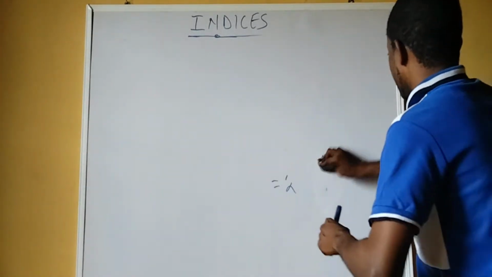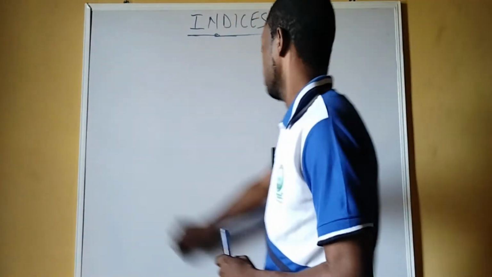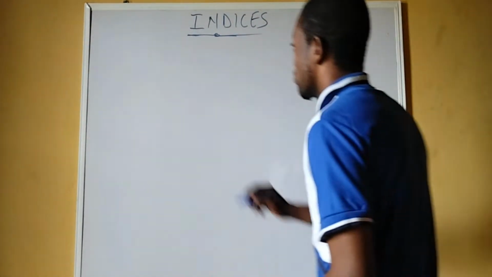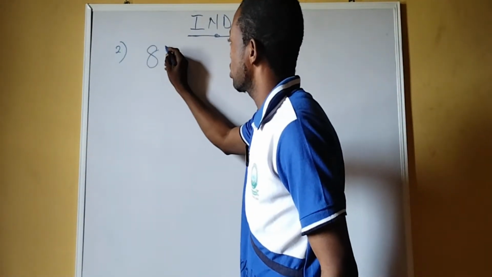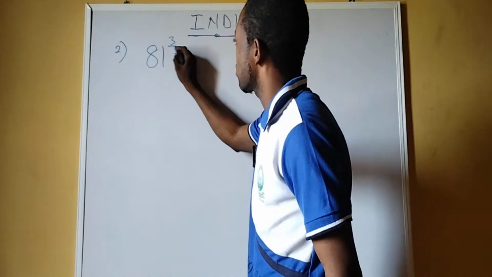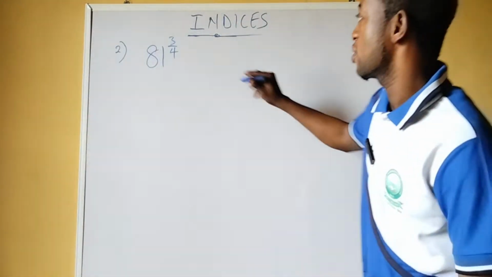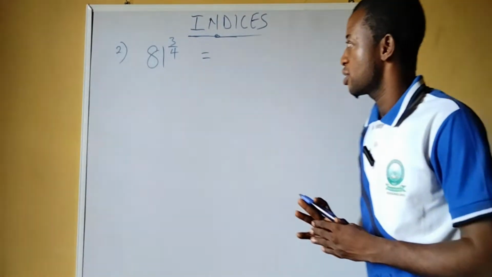The second question here, we have 81 raised to power 3 over 4. Simplify. Now, this here, we can do it in 2 ways.